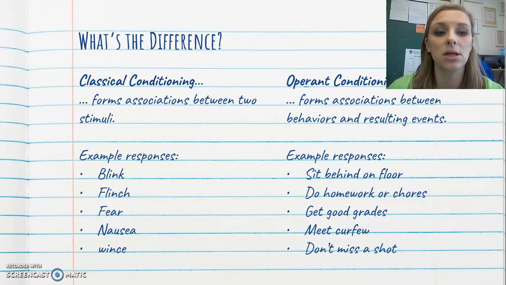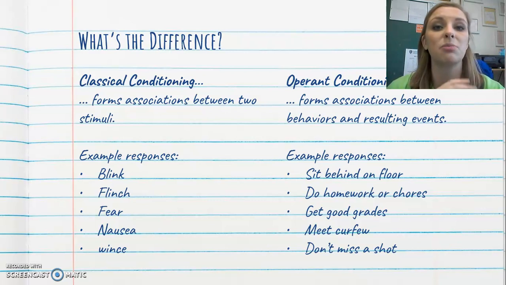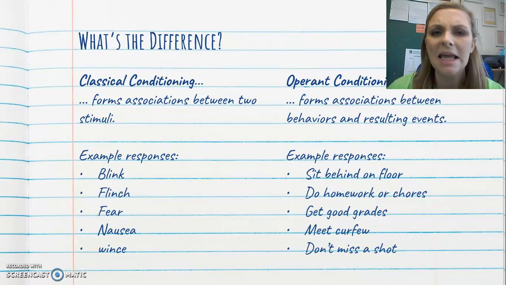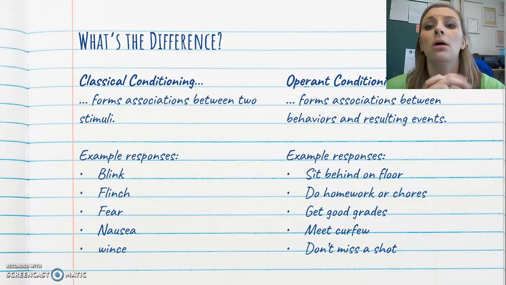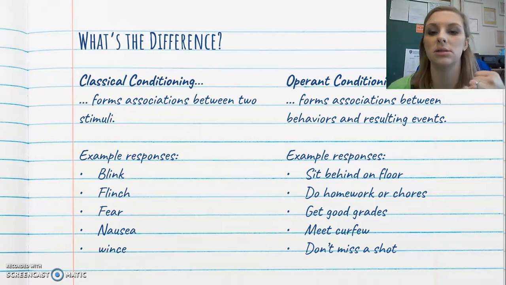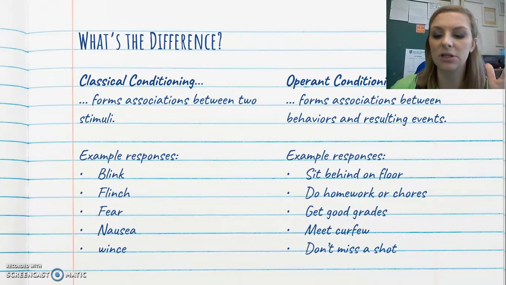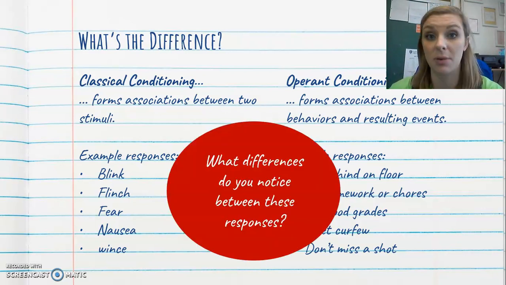So in classical conditioning, the example responses that we could get would be blinking, flinching, fear that we would have, nausea, wincing, pain, anxiety. In operant conditioning, however, the responses are going to be sit your butt on the floor, doing your homework, getting good grades, meeting curfew, not missing a shot at basketball. What differences do you see between these responses?